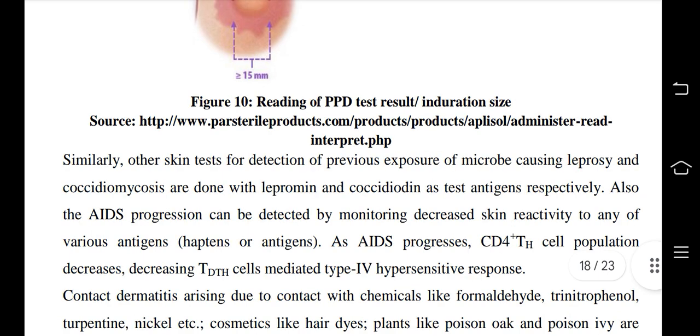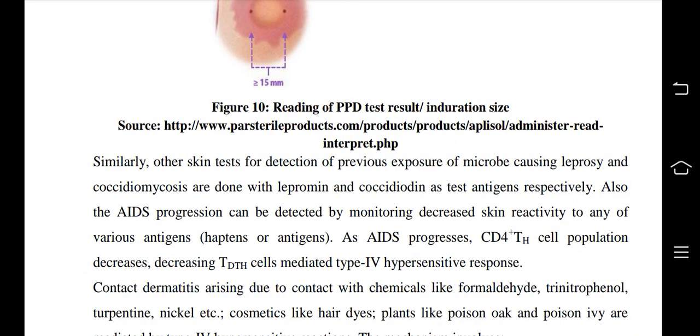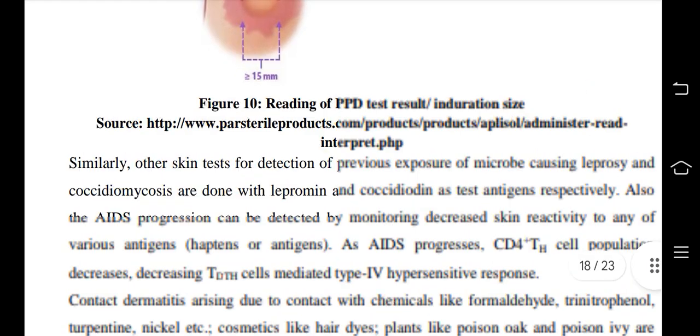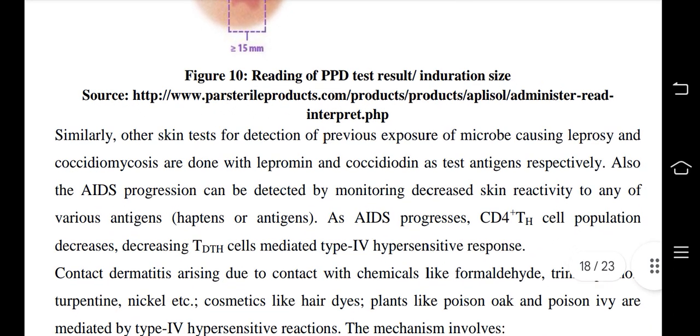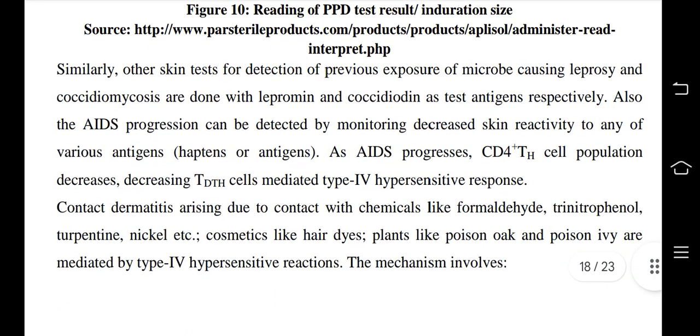Similarly, other skin tests for detection of previous exposure to microbes causing leprosy and coccidioidomycosis are done with lepromin and coccidioidin as test antigens respectively. Also, aging can be detected by monitoring decreased skin sensitivity to any of various antigens like haptens. As age progresses, the CD4 plus Th cell population decreases.